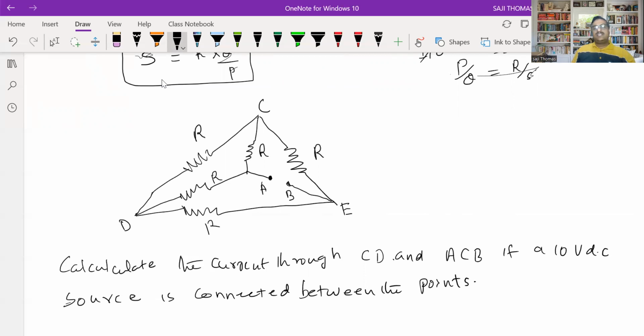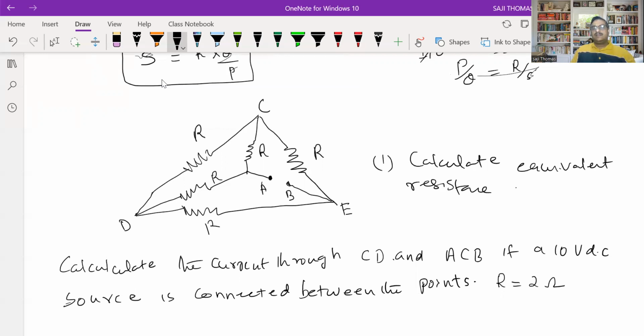Value of resistor R is 2 ohm. First, there was one more question. First question is like this: calculate the equivalent resistance of the combination. Second is calculate the current through CD and AC.